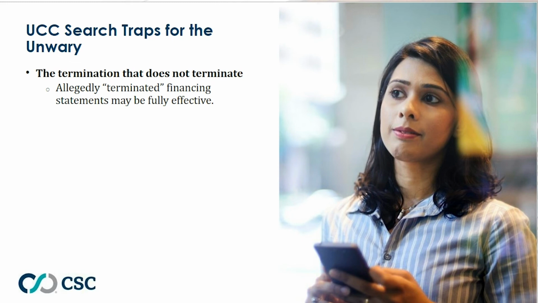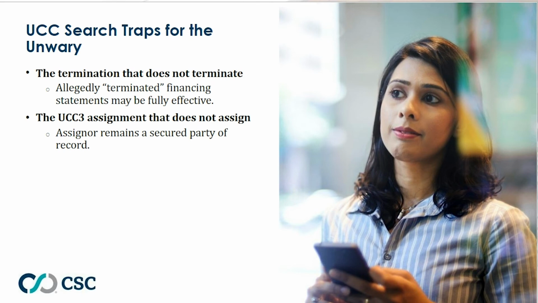Number two, in the course of a UCC1's filing history, UCCs are often assigned. A UCC assignment is filed. And this is a trap where one might think that the assignor is no longer a secured party of record when an assignment is filed, when in fact that's not the case. The assignor remains a secured party of record.